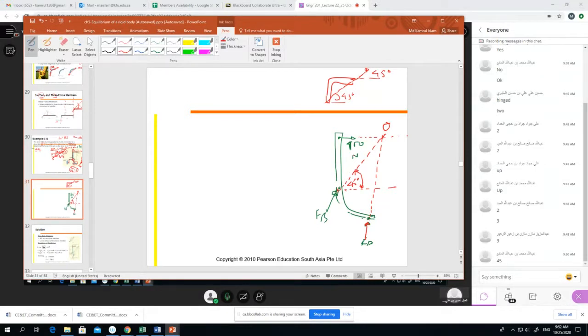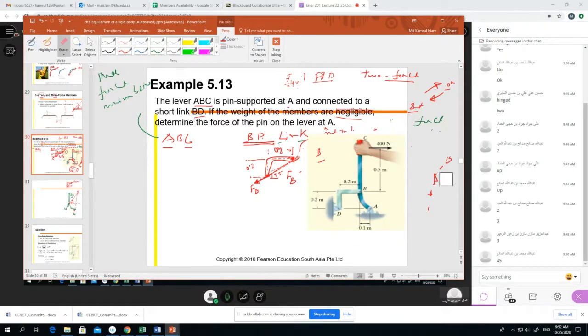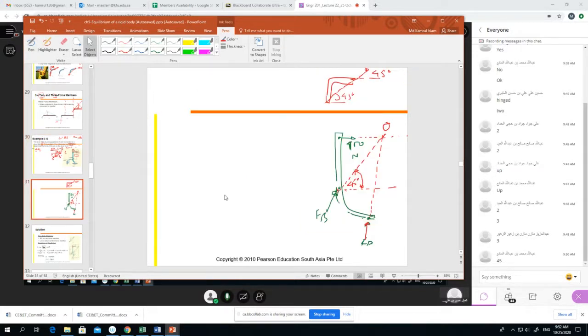Now we go back for the dimension. We need to know the dimension. Let's see what the dimension is here. From point B to point C, our dimension is 0.5, right? This is point B and this is point C. Our dimension is 0.5. What is it? 0.5 meter.